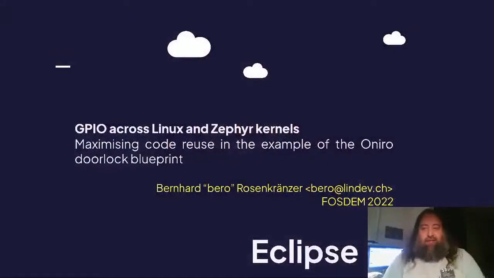In this talk, we are going to take a look at the GPIO APIs provided by these two kernels, and try to find a way to make something work on both, with as much code reuse as possible. First, for the sake of context, let's take a quick look at what Oniro and the Dorlock blueprint are.